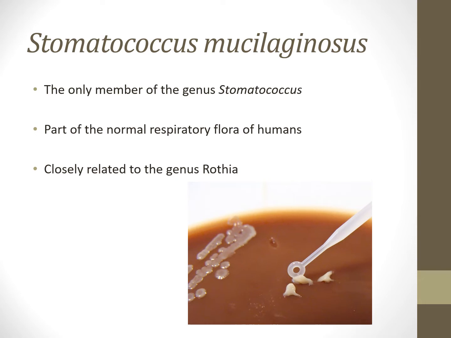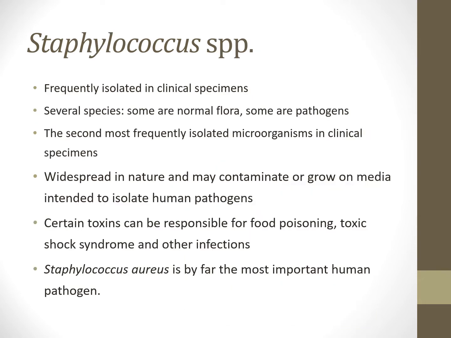Now, Staphylococcus is an important genus that I want to talk about, and we're going to be seeing a lot of Staphylococcus in student lab. It is a frequently isolated organism in clinical specimens, and there are several species. Some, of course, are considered to be normal flora, and some are pathogens, and sometimes they can be both. It just sort of depends on the host that they are in or on. Okay, it is the second most frequently isolated microorganism in clinical specimens, and it is widespread in nature. And sometimes it can actually contaminate our plates when we're trying to grow something else because it is on our skin and on our hands.